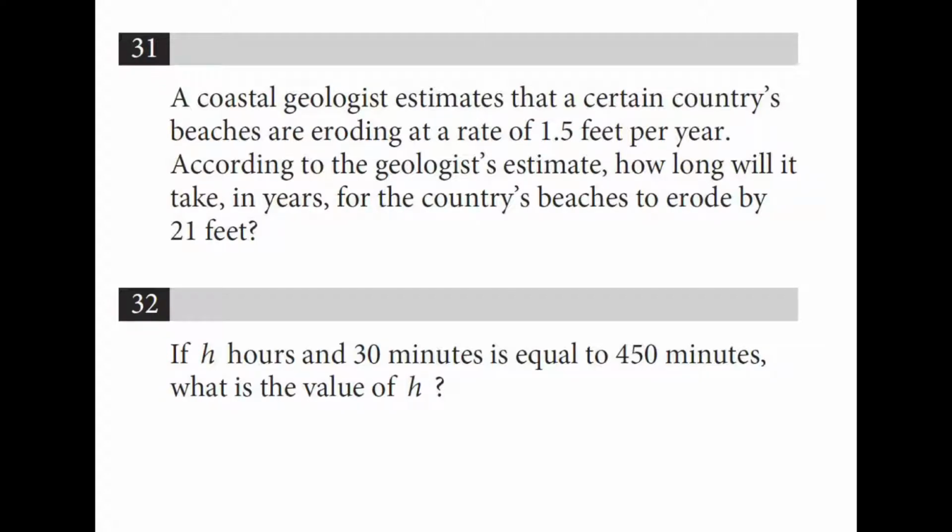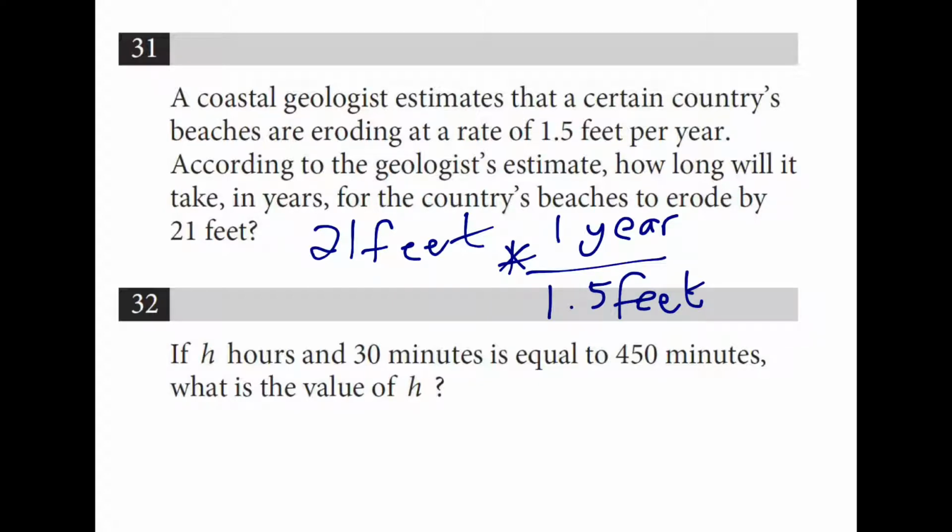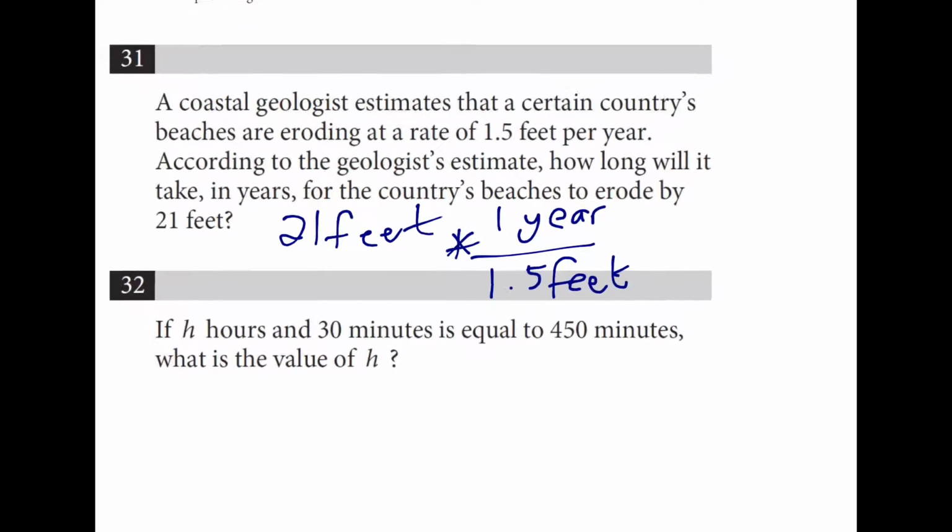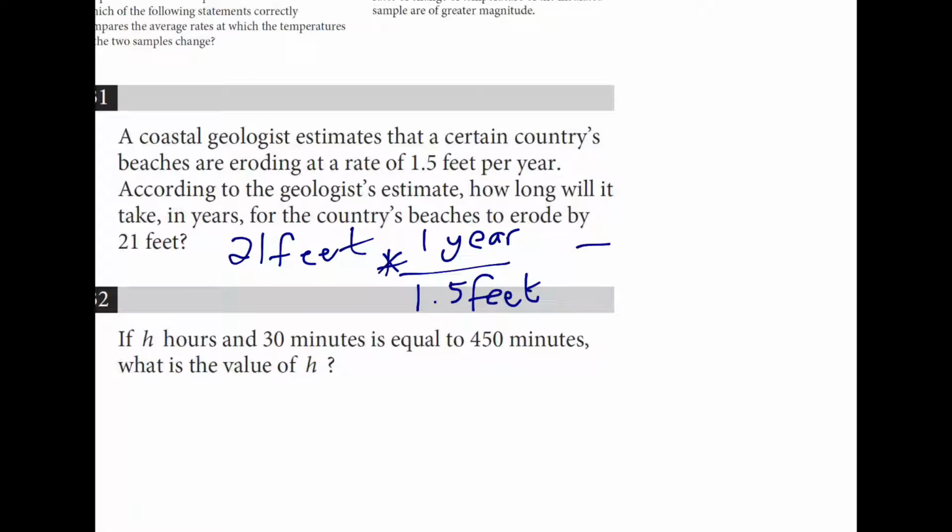31. A coastal geologist estimates that a certain country's beaches are eroding at a rate of 1.5 feet per year. According to the geologist's estimate, how long will it take in years for the country's beaches to erode by 21 feet? So 21 feet at a rate of 1.5 feet per year. So I could very formally write it out like this. And all we're doing is 21 divided by 1.5, which is 14 years.